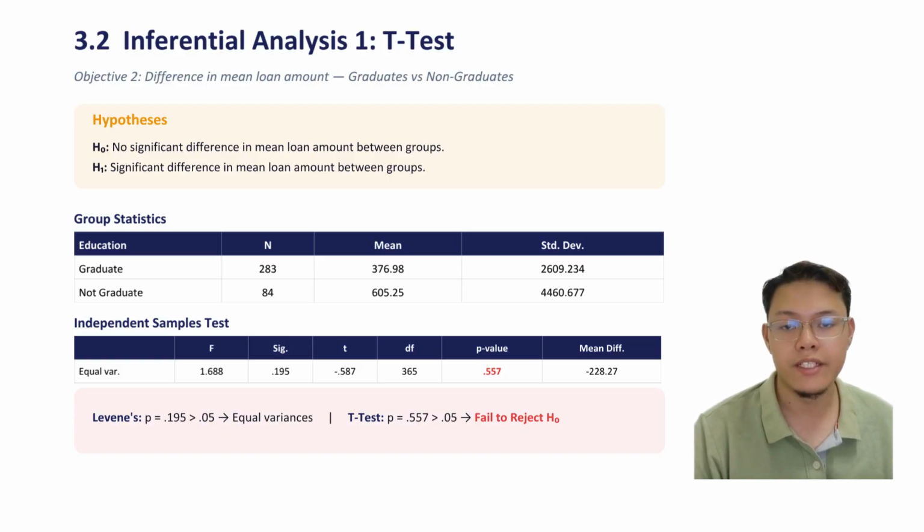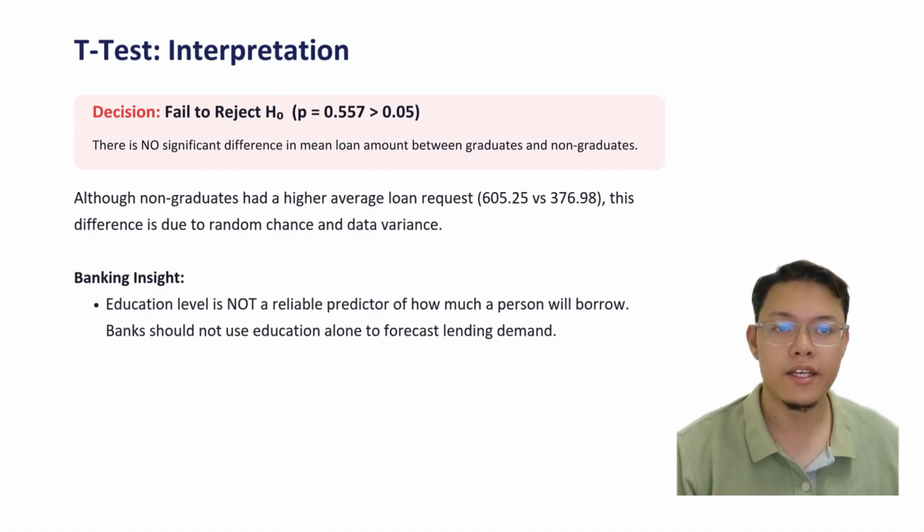For the inferential test, we first check Levene's test. The significance value is 0.195, which is greater than 0.05. So we assume equal variance. Then looking at the t-test result, under equal variances assumed, the p-value is 0.557. Since the p-value of 0.557 is greater than the significance level of 0.05, we fail to reject the null hypothesis.